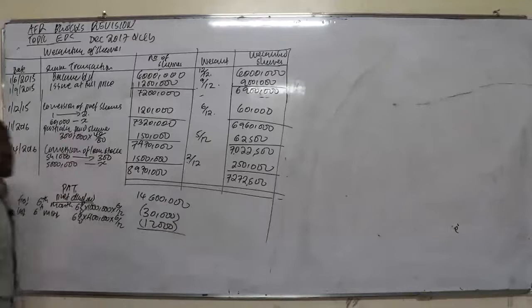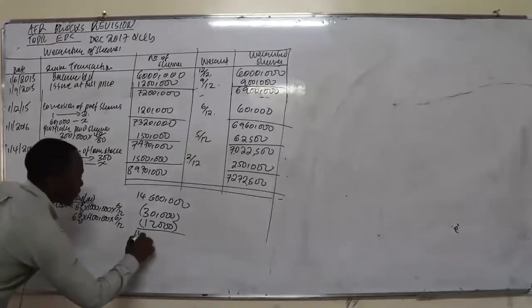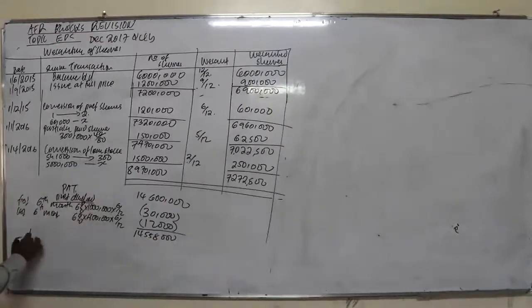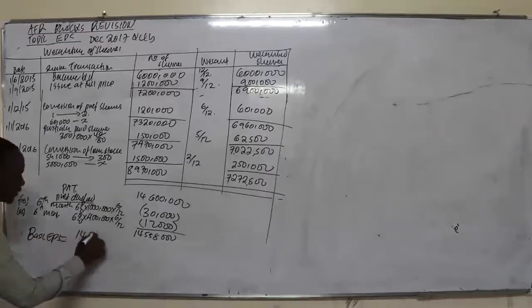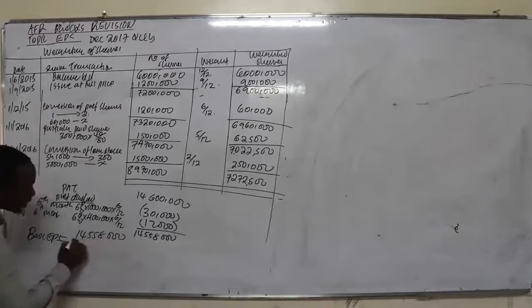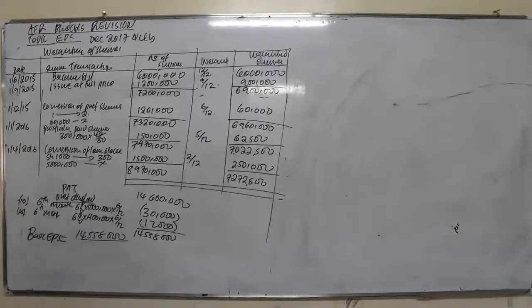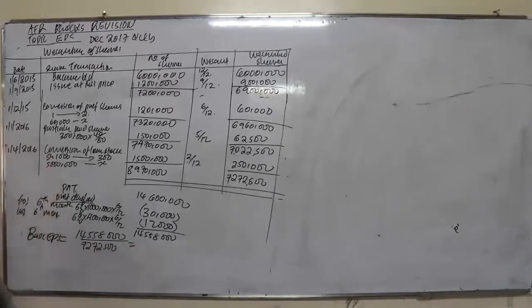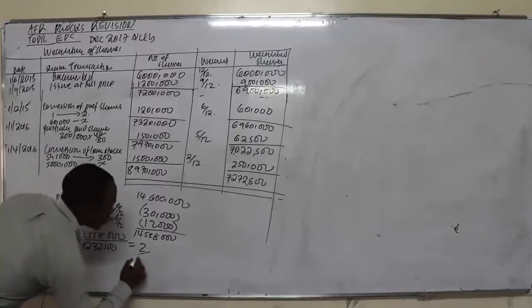Can you give me the profit attributable to ordinary shareholders? $14,558. So our basic EPS will be $14,558 you divide by the weighted number of shares. How many are the weighted shares? 72,725. So what do you get? 2. You get 2.